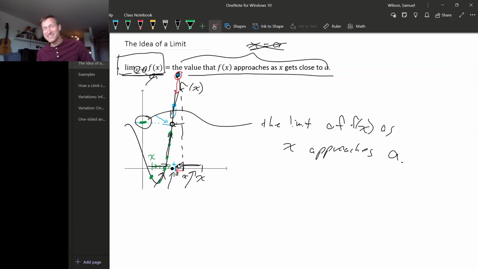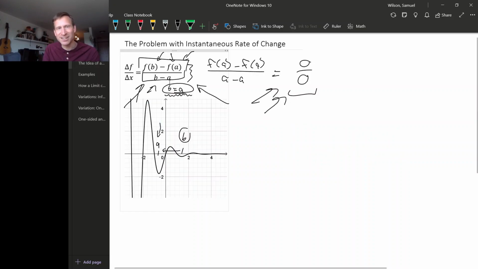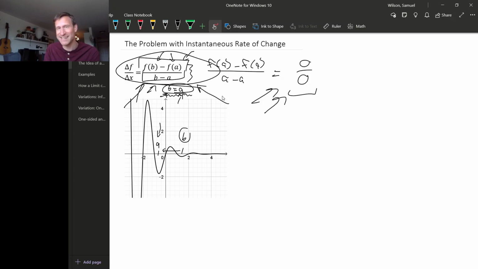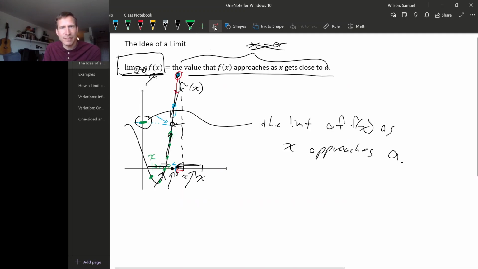And remember, the reason that's the key thing about the limit is because what we're ultimately going to be using limits for is to take the limit of this sort of slope quotient. And for this slope quotient, we can never let b actually get to a, because then we just get 0 over 0. So the idea of the limit is using the values of the function near a, but never at a. That's really the key detail that's going to make this whole thing worthwhile.